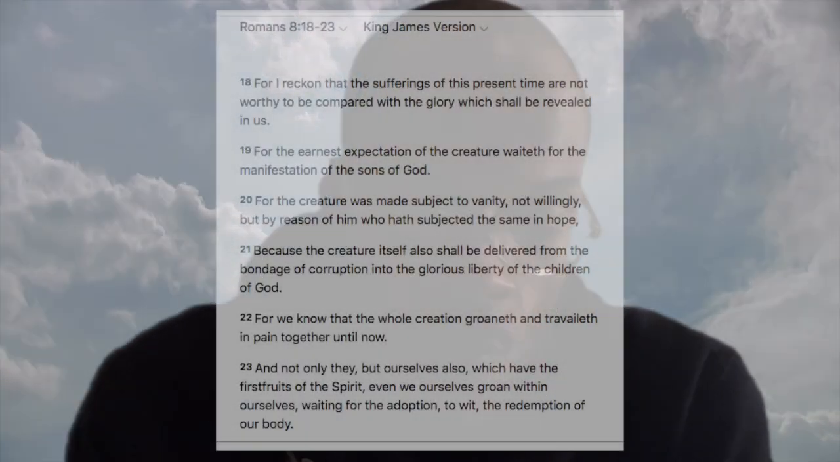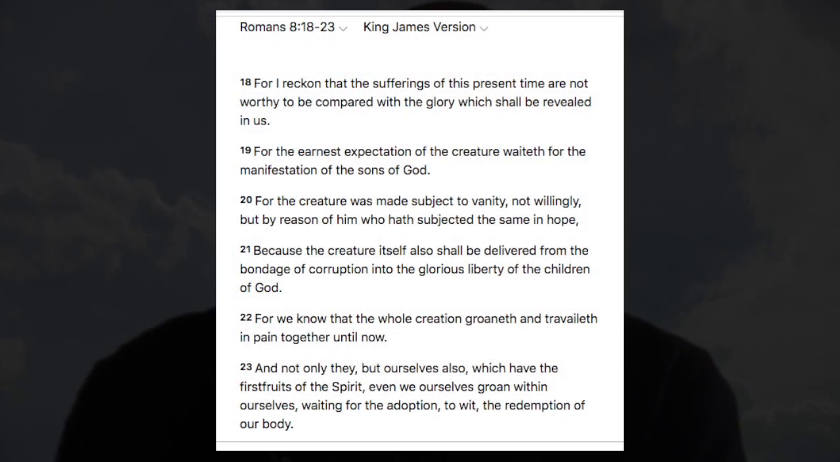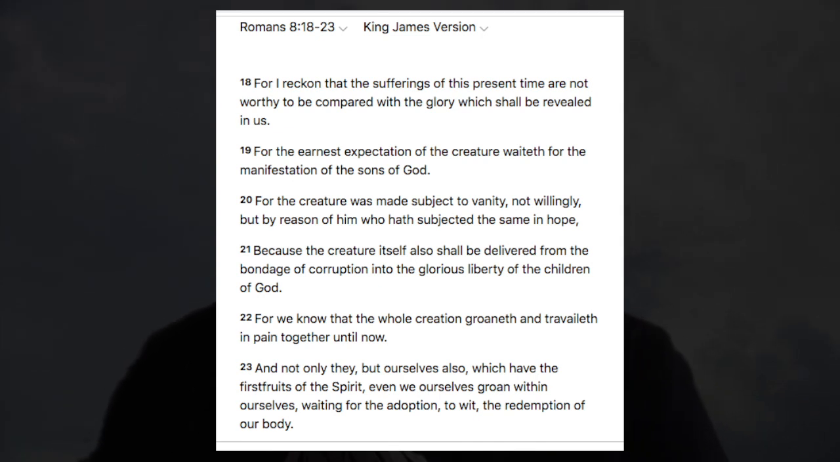I'm going to read this real quick because it speaks about what we just got done talking about in scriptural form. For I reckon that the sufferings of this present time are not worthy to be compared with the glory which shall be revealed in us. For the earnest expectation of the creature waiteth for the manifestation of the sons of God. For the creature was made subject to vanity, not willingly, but by reason of him who hath subjected the same in hope. Because the creature itself also shall be delivered from the bondage of corruption into the glorious liberty of the children of God.